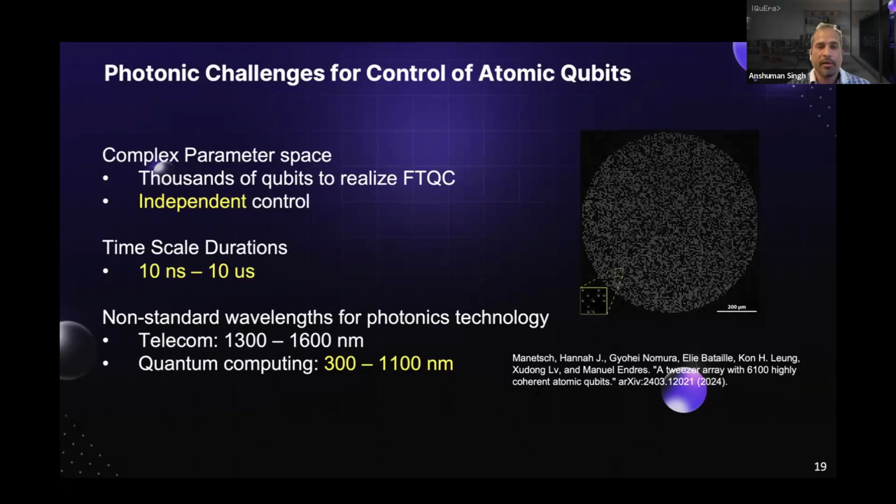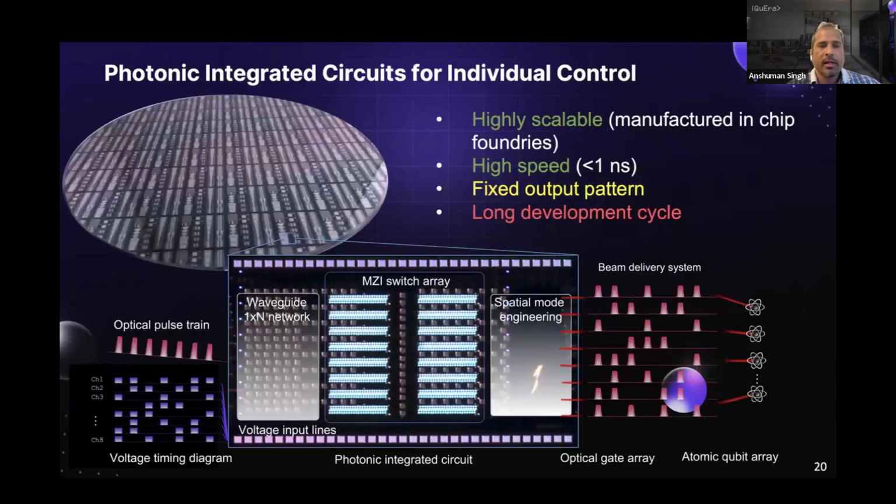So when we design our PIC, we have to think about all of these variables. Here at QuEra, we are developing a photonic integrated solution for atomic qubit control. First of all, this PIC is wafer scale. That means we can fabricate hundreds of devices and many chips on a wafer, manufactured in a chip foundry, so it's highly scalable. In terms of speed, we could get down to nanosecond speed depending on the technology we use.